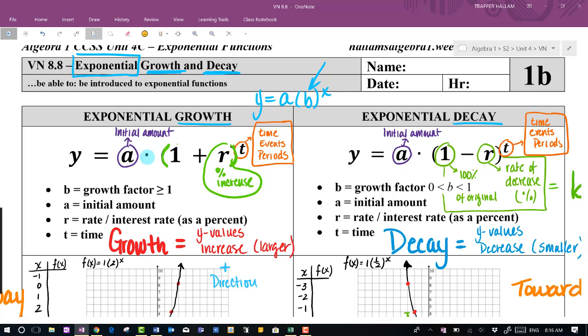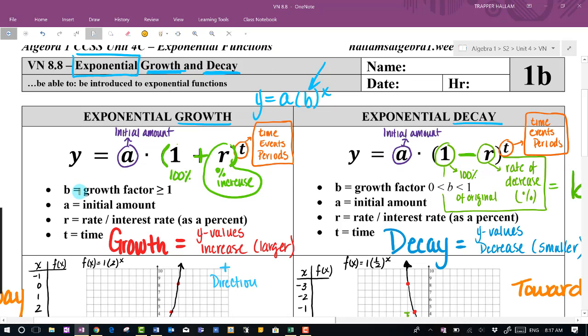And so that's how I like to write this. This represents 100% of what it used to be, and then we're adding on for a growth, or we're subtracting for a decay from that 100%. So if we're adding on, it's a little bit bigger than what it used to be. If we're in a decay, it's a little bit smaller because we're subtracting, right? Which gives us a general form here that we can talk about.